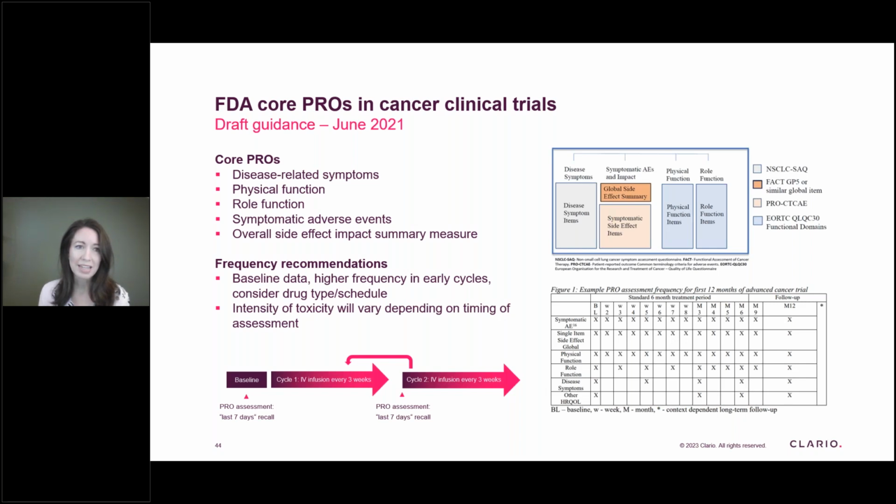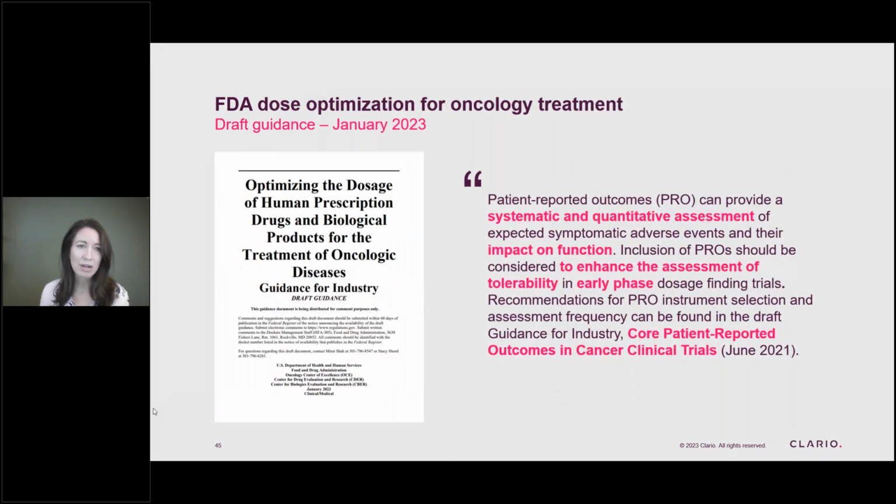If you go to the next slide, another big guidance that came out related to PROs, this isn't a PRO-specific guidance, but I wanted to call it out here given the emphasis of this webinar also on safety and tolerability. A couple of months ago, the FDA released this guidance, and it really just calls out the use of PROs for the assessment of tolerability. The guidance states, patient-reported outcomes can provide a systematic and quantitative assessment of expected symptomatic adverse events and their impact on function to enhance the assessment of tolerability. So I think that's what's really important.